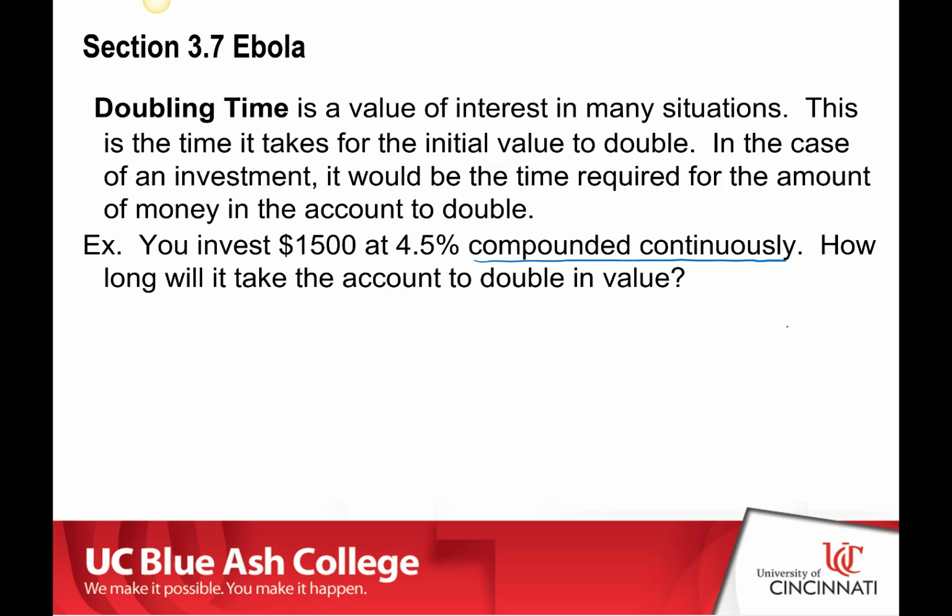There are two last ideas I want to make sure that click for you. One of them is doubling time. Doubling time is, as the name implies, the amount of time it takes for something to double in value. Let's take a look at an example where you invest $1,500 at 4.5%, and it is compounded continuously. By compounding continuously, that means we're going to use P of t equals P0 e to the rt.